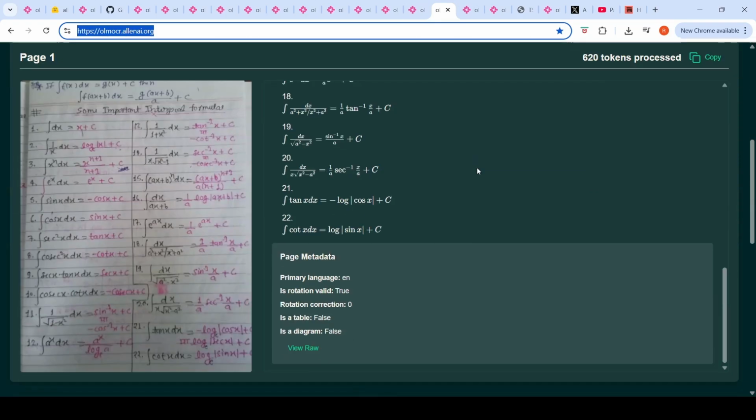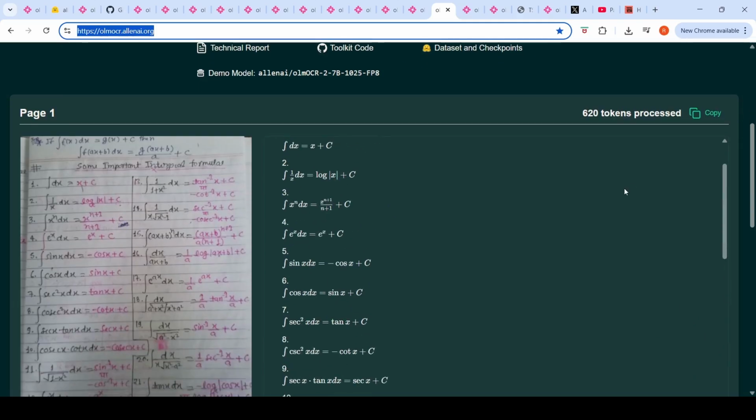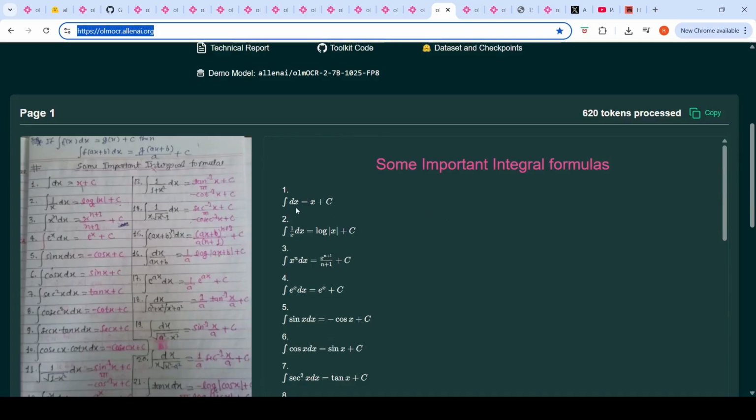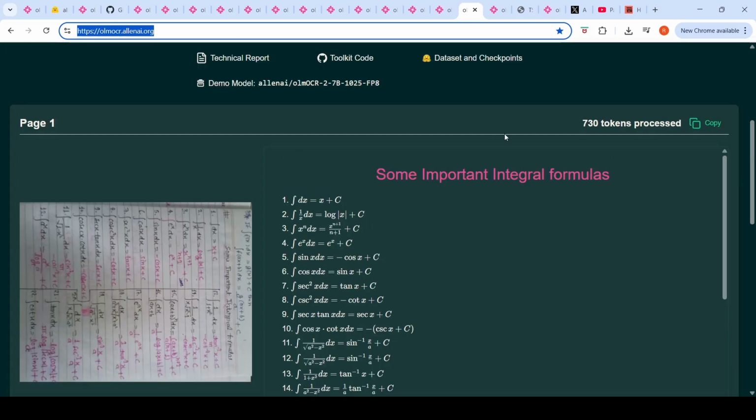One more example which I tried was this, where there are a lot of formulas in this particular image. If you look at it, integration of dx is equal to x plus c. 1 by x dx is equal to log of x plus c. Exponent x to the power of n dx is equal to x to the power of n plus 1 divided by n plus 1 plus c. It has done a fantastic job of recognizing the characters. So this is a very strong OCR model.